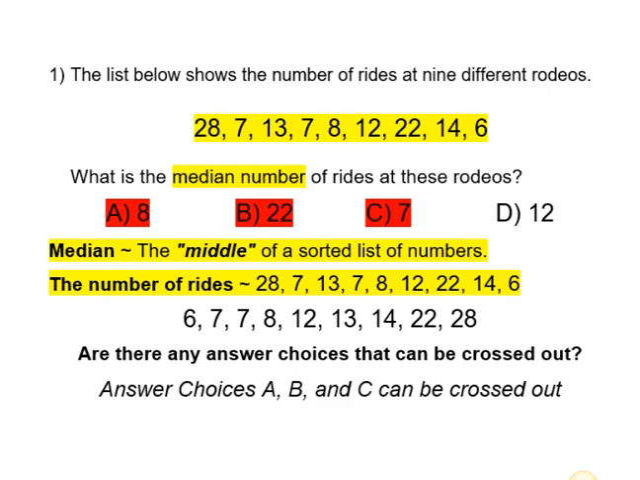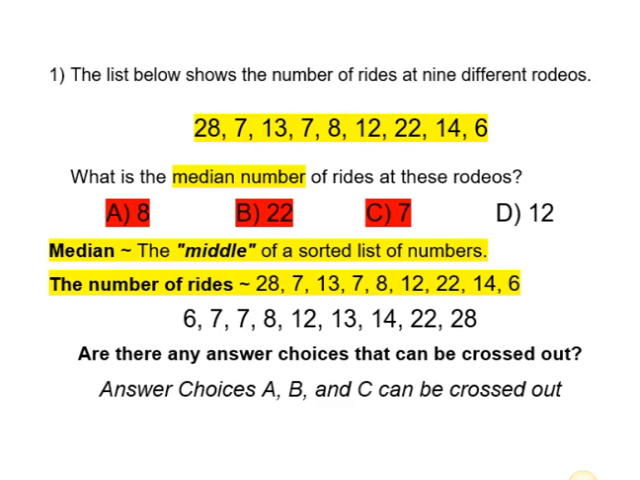Let's take a look. For answer A, 8 is kind of closer to the beginning. 22, well, that's closer to the end. 7 is also closer to the beginning. Now 8 kind of looks like it's in the middle, but it's not in the very middle of the list, and that's what we need.